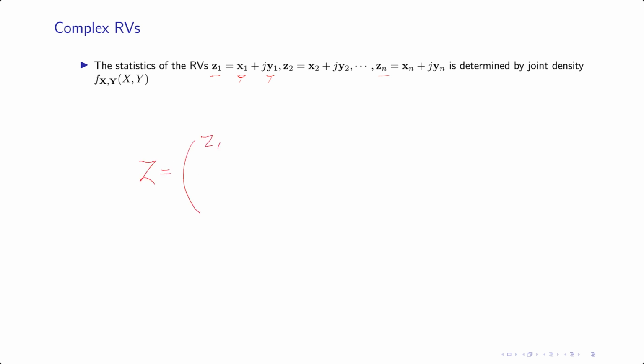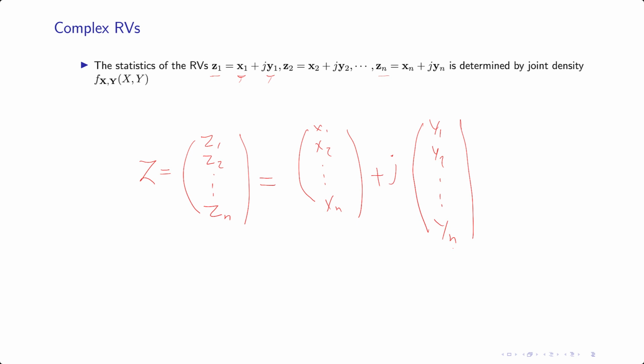Z1, Z2, Zn. So this is a vector which is equal to x1, x2, xn, plus j, where j is the square root of -1, times y1, y2, yn.